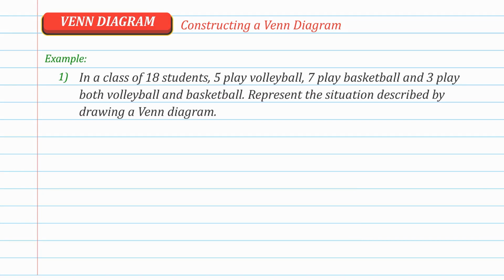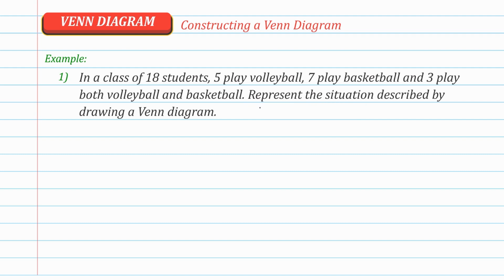We're now ready for an example. So, I will read this problem and please follow. In a class of 18 students, 5 play volleyball, 7 play basketball, and 3 play both volleyball and basketball. Represent the situation described by drawing a Venn diagram. So let's try to draw a Venn diagram.